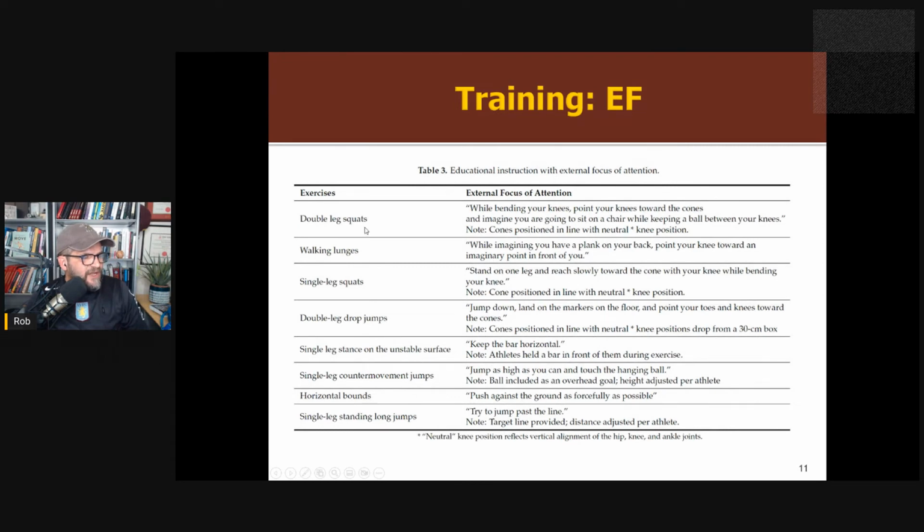So a double leg squat, the external focus of attention instruction might be, while bending your knees, point your knees towards the cones and imagine you're going to sit on a chair while keeping a ball between your knees. A lunge might be, while imagining you have a plank on your back, point your knees towards the imaginary point in front of you, right? So we're trying to get a particular movement form.